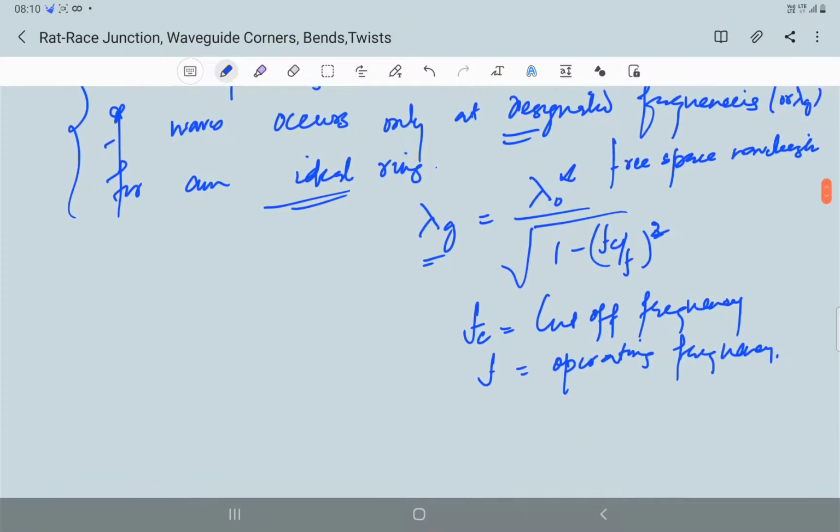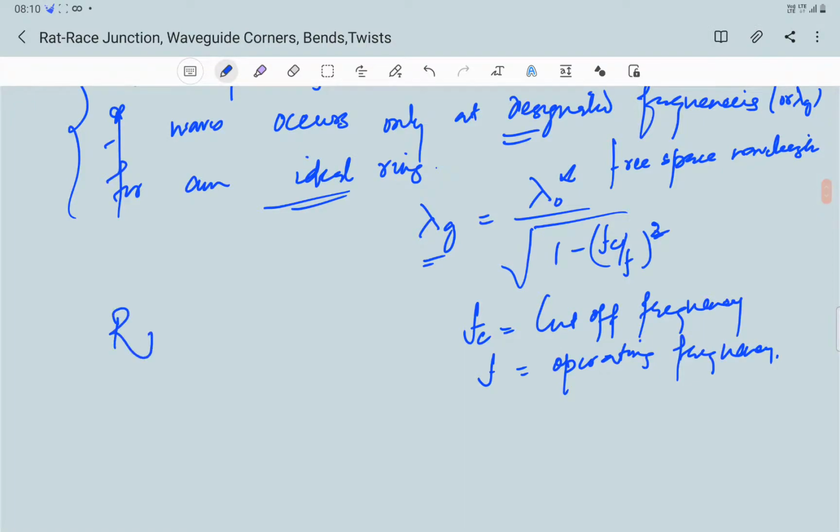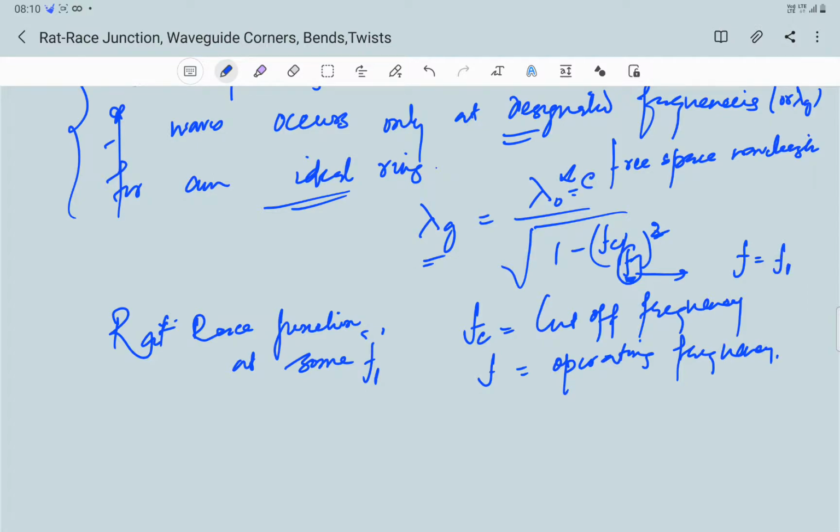Say, for example, we are designing this rat race junction at some frequency f1. So that means the f in the denominator in that case is f1. So lambda g will be some value. Lambda naught is c by f, so here it will be c by f1, the frequency at which we are designing this rat race junction.